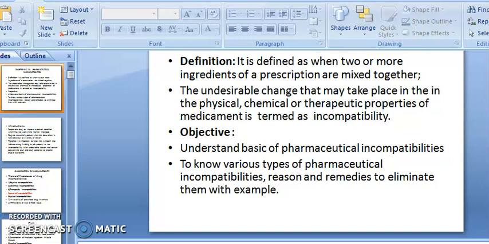The objective of this chapter is to understand the basics of pharmaceutical incompatibility, what the basic pharmaceutical incompatibilities are that we have to learn in this chapter. To know various types of pharmaceutical incompatibility, the reasons and remedies to eliminate them with examples. What are the various types of incompatibility that occur during the pharmaceutical dosage form? What are the reasons they come, and what are the remedies to overcome the incompatibility problem? These are the objectives of your chapter.